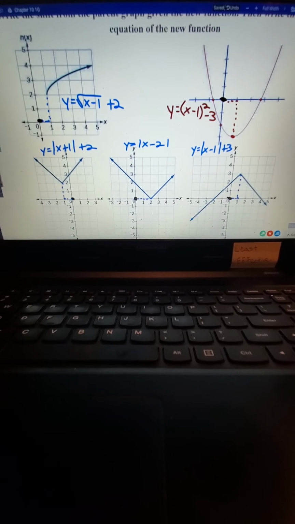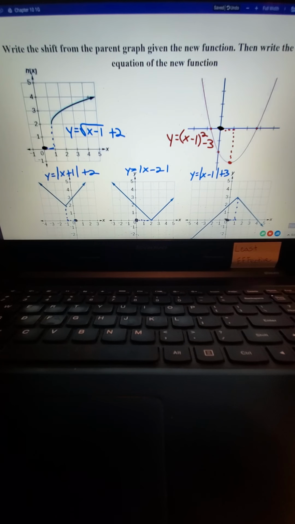So for this first one, this is a square root function. You can tell that it only has the top. It goes up and out. Now our vertex is currently at 1, 2. So how the heck did we get there? Well, we started at 0, 0. We went right 1 and up 2. So the right means minus, and that is inside, and then the +2 is outside.